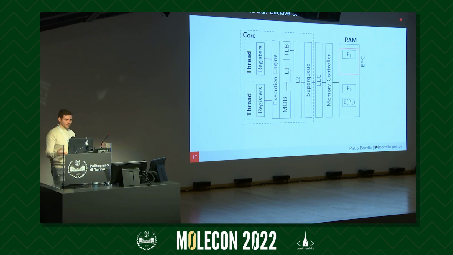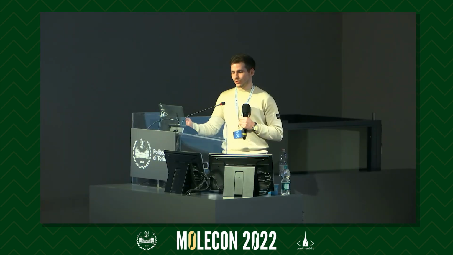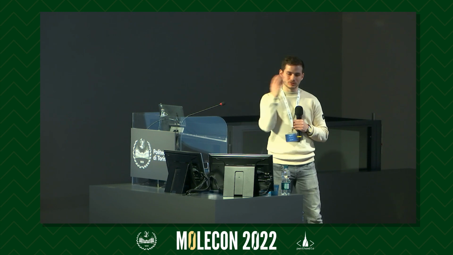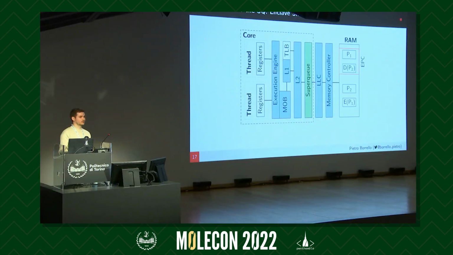When we have an encrypted page in the normal RAM, with the ELDU instruction, we can decrypt it and put it back in the EPC. And here as well, what is happening? We put the page into memory, into all the caches, in the superqueue, so that we have that data that we can leak from.